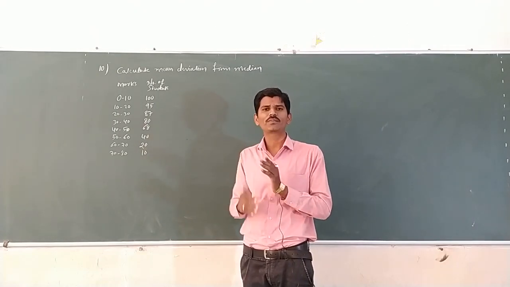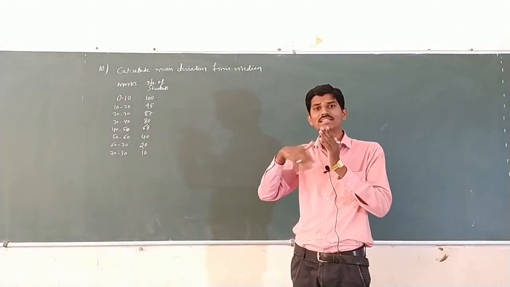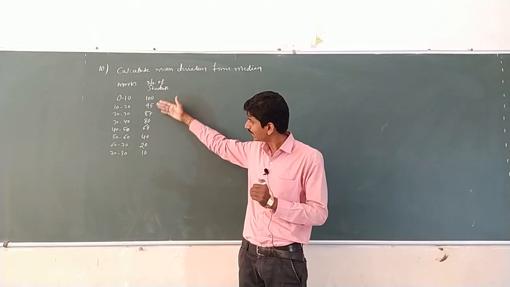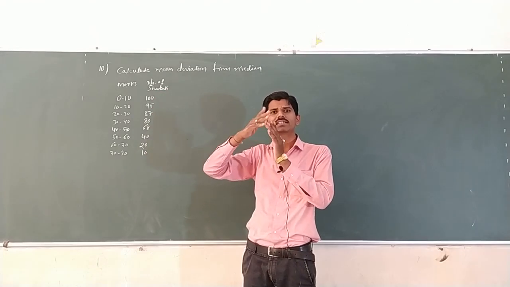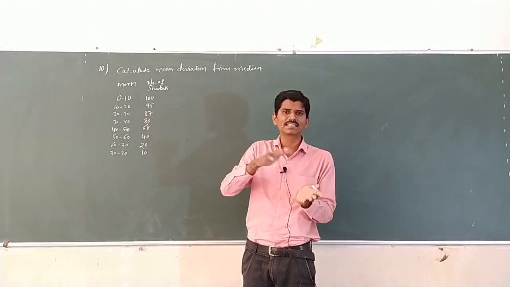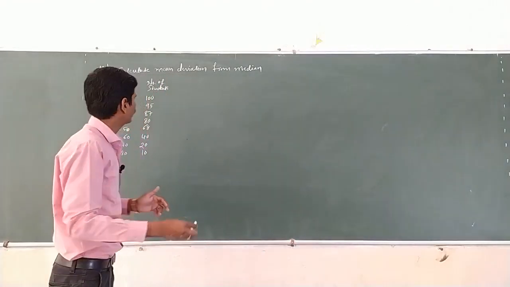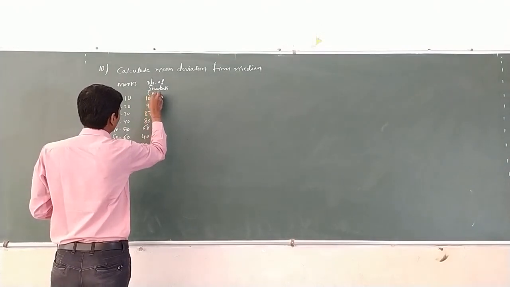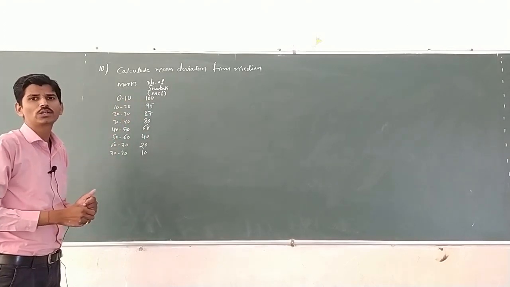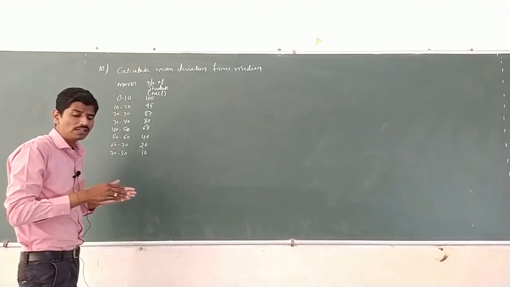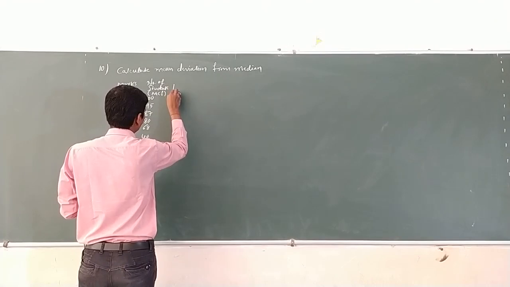Less than cumulative frequencies are always in increasing order, and more than cumulative frequencies are always in decreasing order. Frequencies can be increasing and decreasing. Since here the values are decreasing, these are the MCF values, more than cumulative frequencies. They should be converted into LCF and then frequencies.